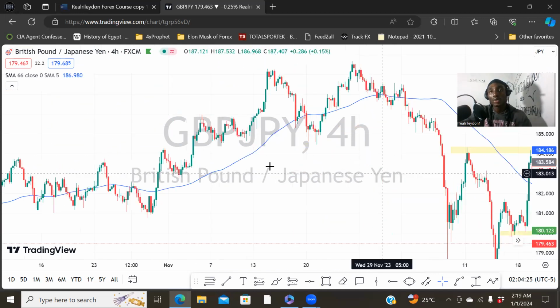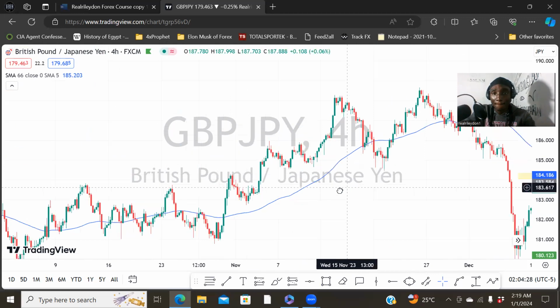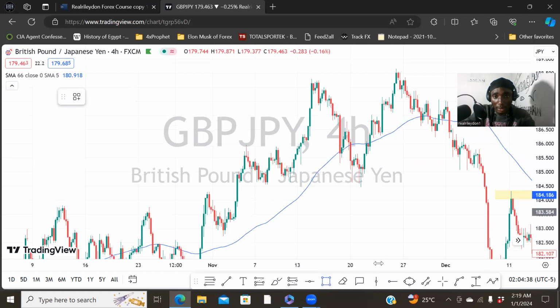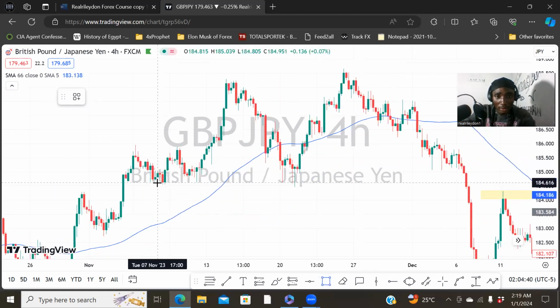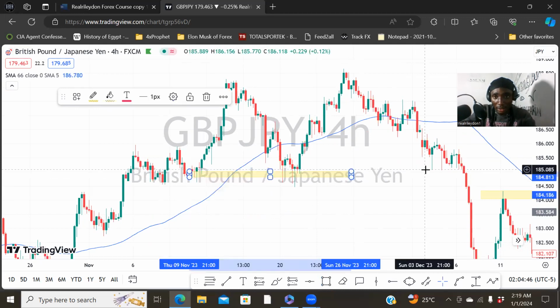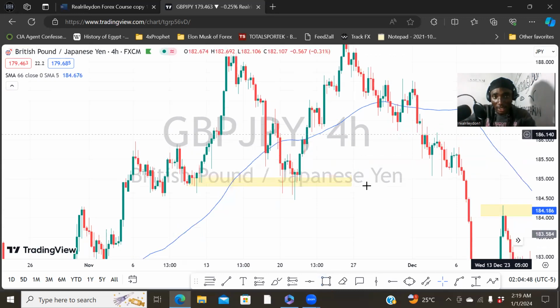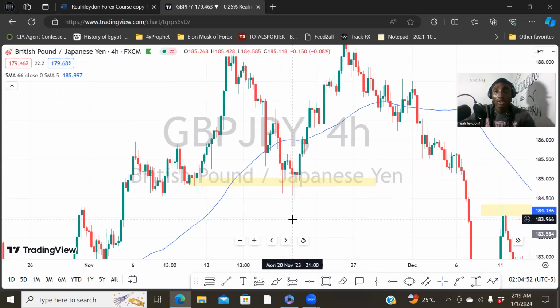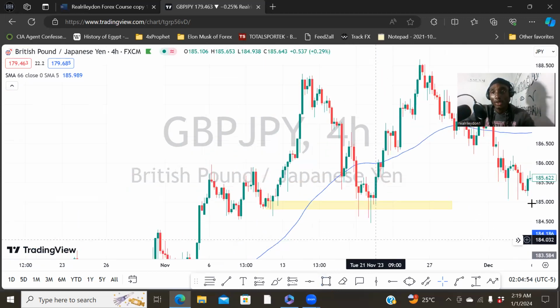Now I'm going to show you a buy entry in the market. For example, right here. That is a support zone right there. Cool, observed.